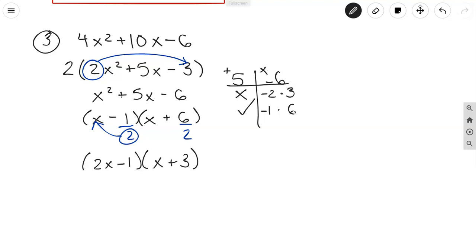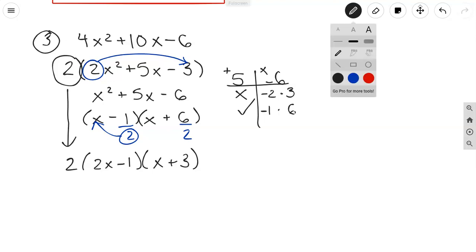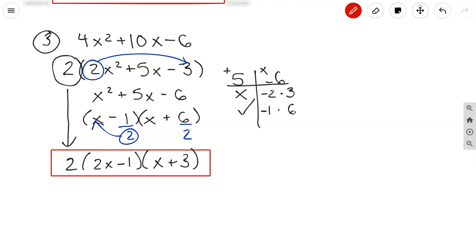Now I'm not done. I'm done with this section. Remember this 2 before. This 2 we did nothing with. I'm going to bring down to my final answer and put it at the very front. Now I am done. So don't forget your GCF that you did in the beginning.